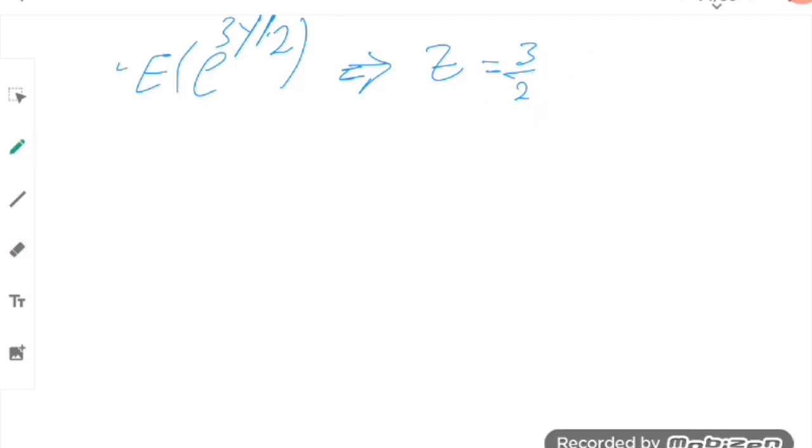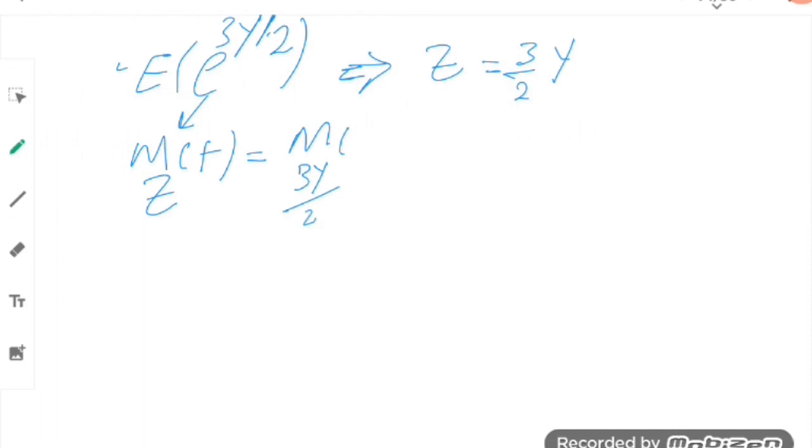And we know that the moment of z, in fact, this means this expected value, meaning that we need to find M_Z(t). So we need to find M_{3Y/2}(t). And here we have 3/2 is a constant multiplied by Y. So this will give us the moment of Y, applying the properties of the moment generating function. This will be the moment of Y, but at t equal 3/2 times t.